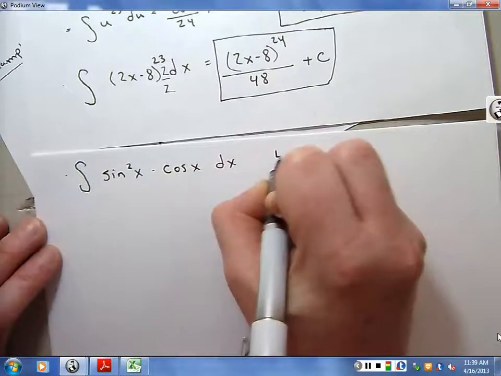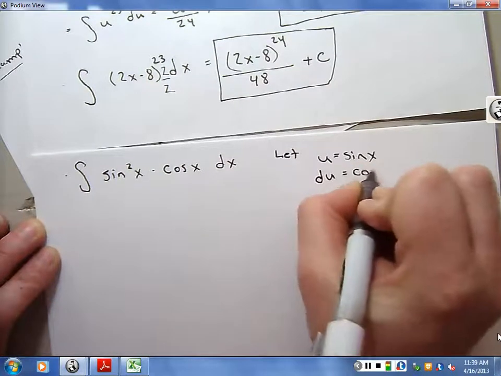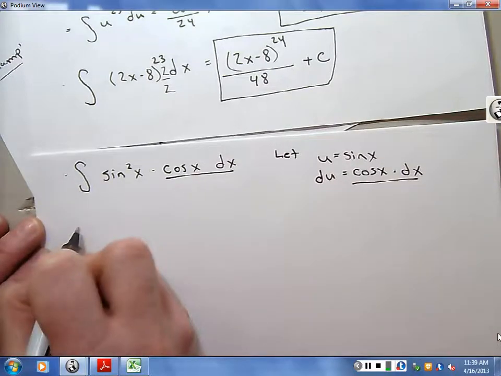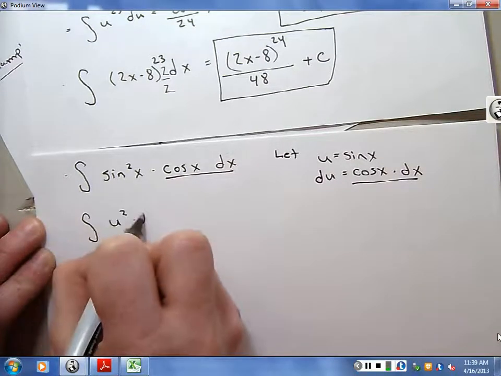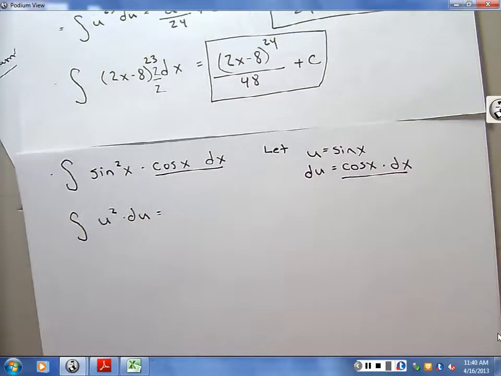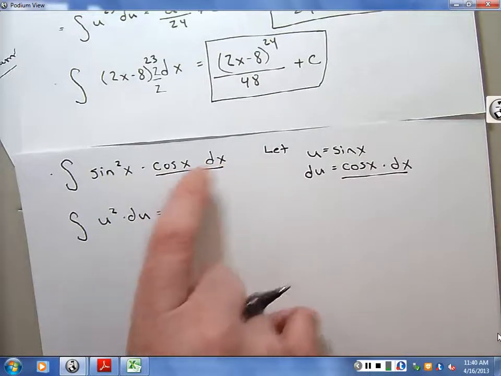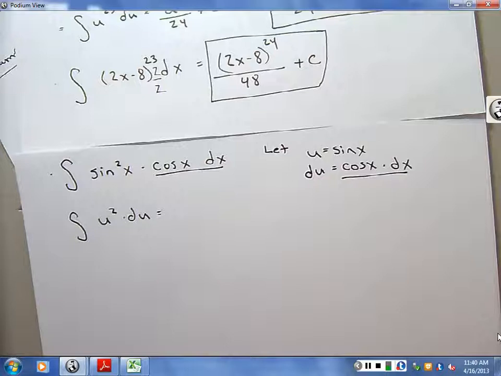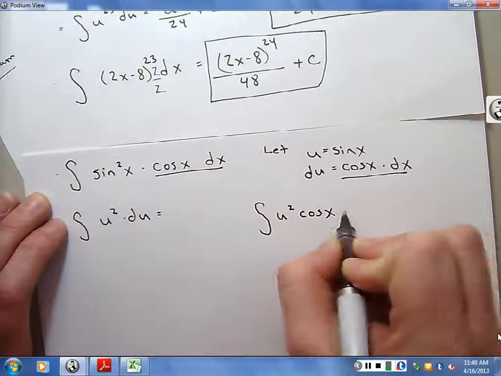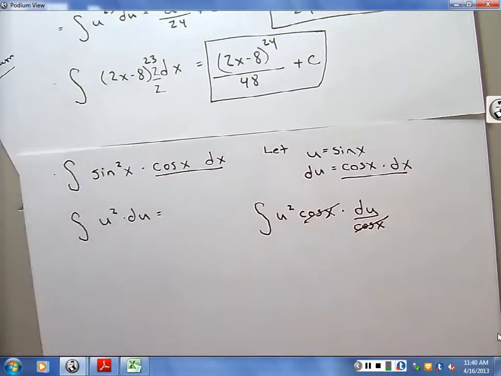So we're going to let u equal sine of x. du would be cosine of x times dx. I have that completely, so I can have the integral of u squared times du. If I solve for dx, I would have du over cosine. So when I plug that in, the cosines would cancel, and I would have just du. You can go that method as well. If I have the integral of u squared times cosine of x times du over cosine of x, you can see that the cosines of x cancel nicely.